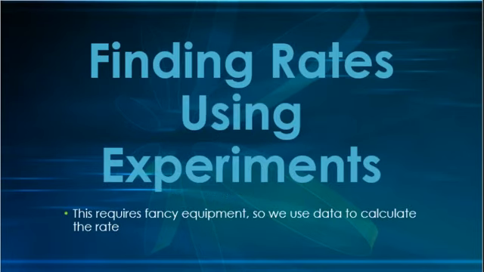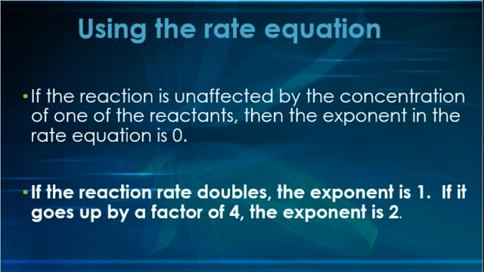Okay, so finding rates using experiments requires fancy equipment, so we use data to calculate instead of experiments. If the reaction is unaffected by the concentration of one of the reactants, the exponent in the rate equation, that little x or y, is 0. This doesn't make any sense to you right now, but it will in a minute. If the reaction rate doubles, we're talking about time here, the exponent will be 1. So if I double my concentration and my rate doubles, that's a 1-to-1, my exponent is 1. If it goes up by a factor of 4, the exponent is 2.